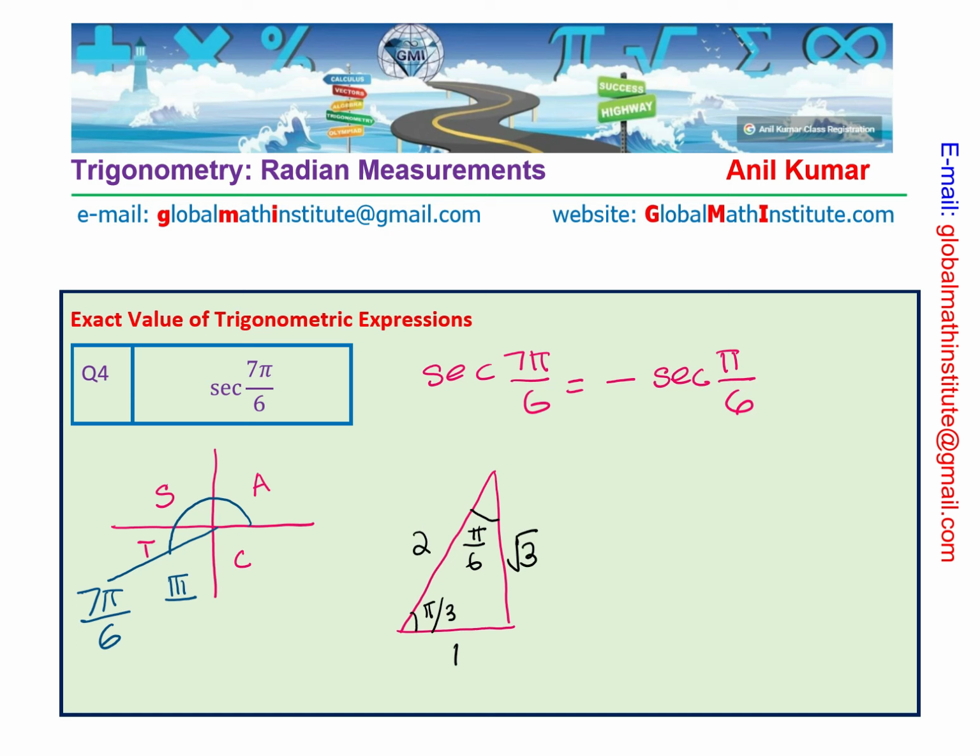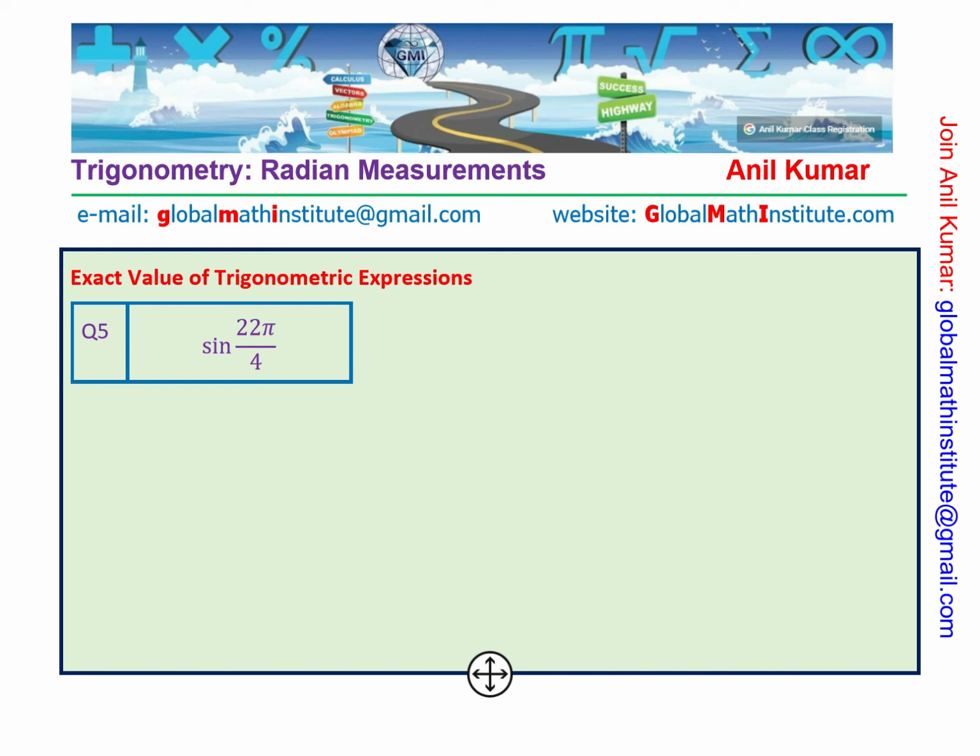And clearly, secant is basically equal to the reciprocal of cos, right? Cos was square root 3 over 2. This will be 2 over square root 3, but with negative. You understand? 2 over square root 3. Is that clear to you, right? Let's move forward. Question number 5. Sine 22 pi by 4.